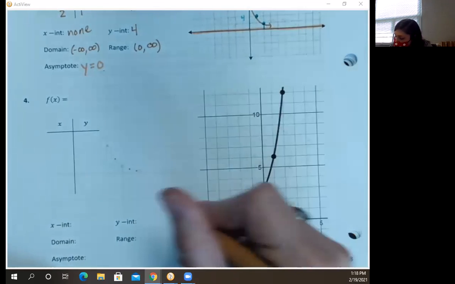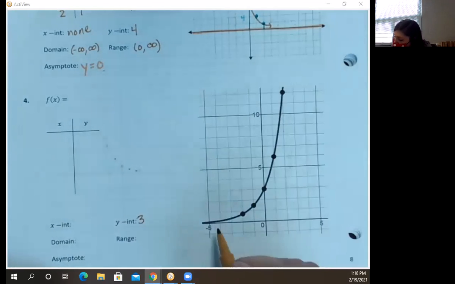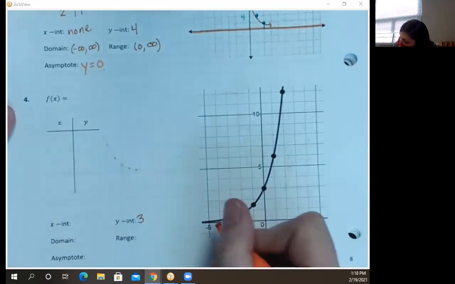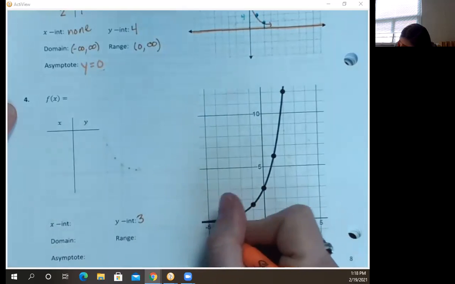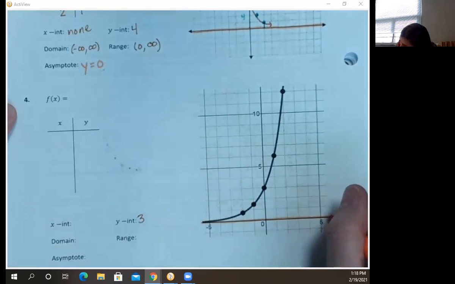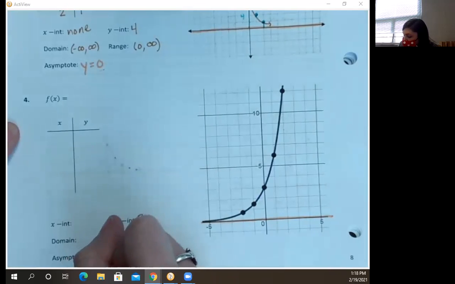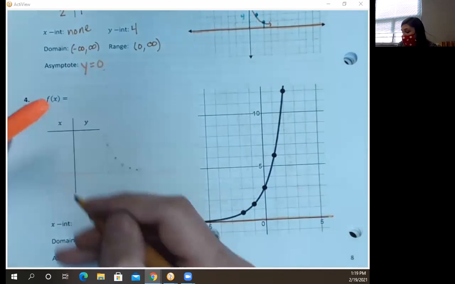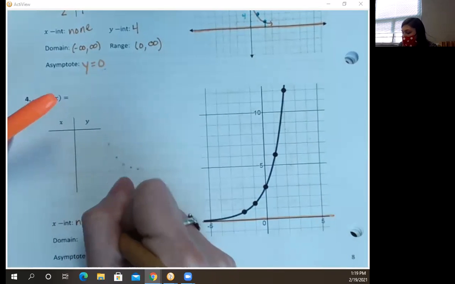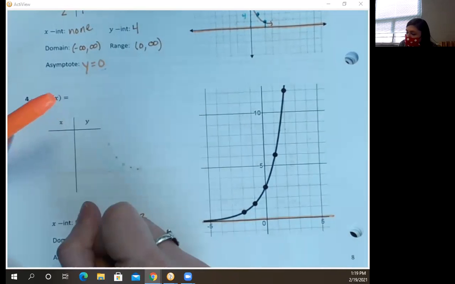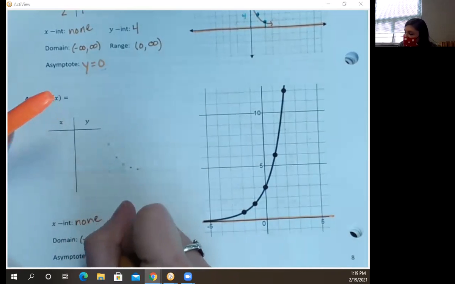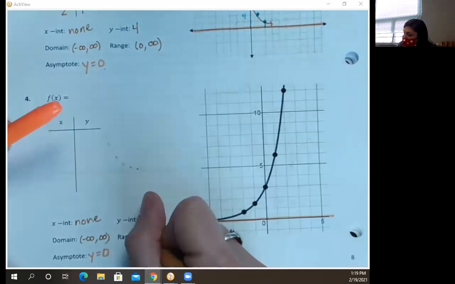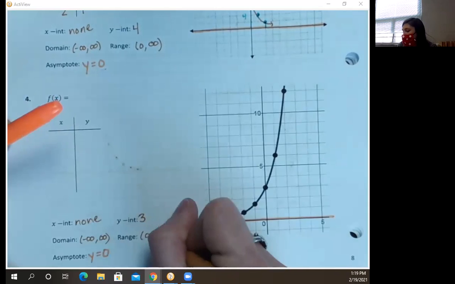I can see my y-intercept is at 3. I don't see where I'm crossing the x axis. We have an asymptote there, it looks like, since we taper down as we get close to 0. So it looks like my asymptote is at y equals 0. That means that we would have no x-intercept. Our domain is still negative infinity to positive infinity. And our range, since our graph is completely above that asymptote, would be anything greater than 0. So 0 to infinity.